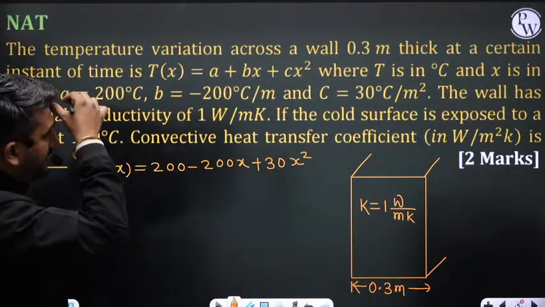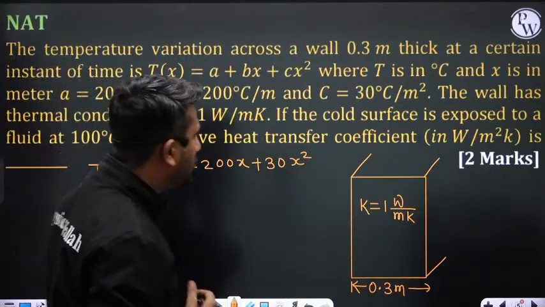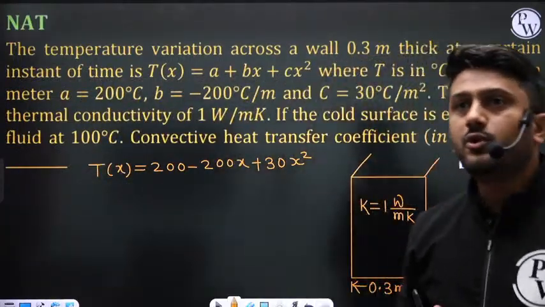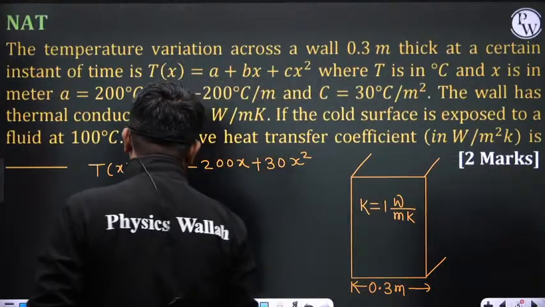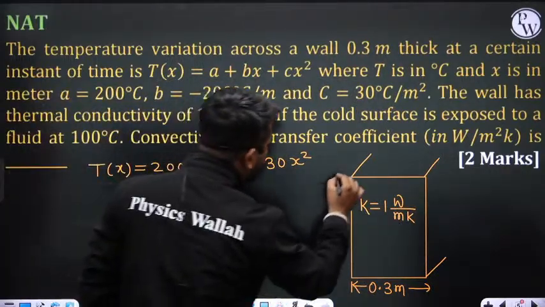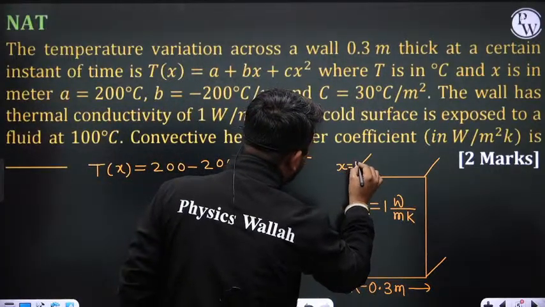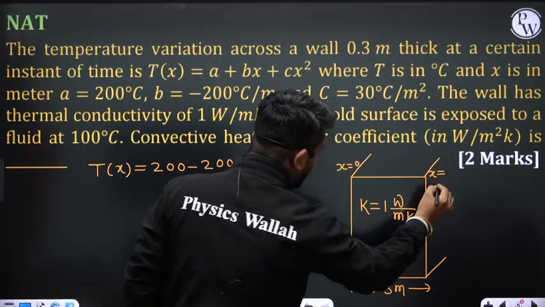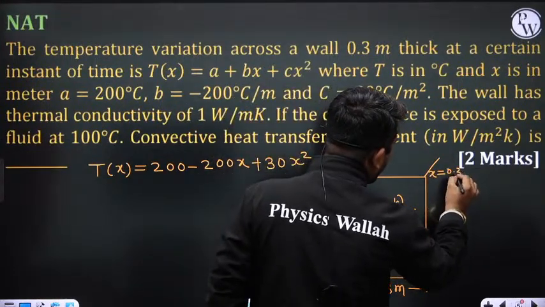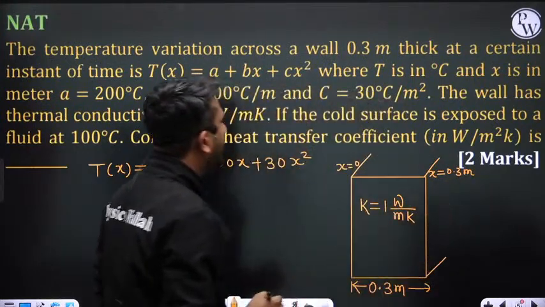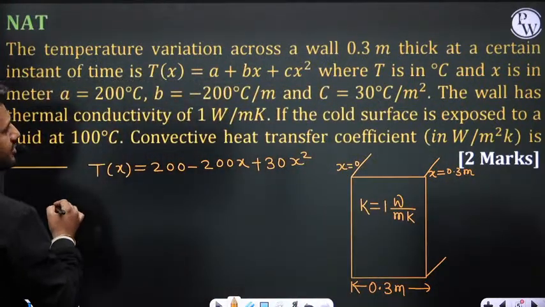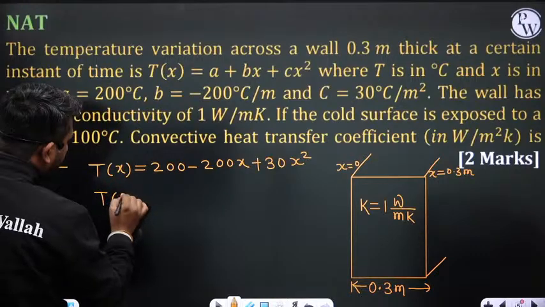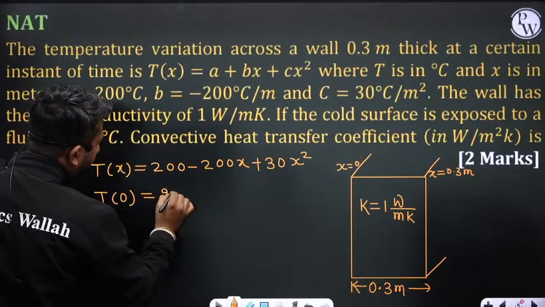If the cold surface is exposed, so what is the cold surface? Now see here. Let us assume this is x is equal to 0. If this is x is equal to 0, then definitely this is x is equal to 0.3 meter. Now put the value x is equal to 0. So T of 0 is equal to 200.